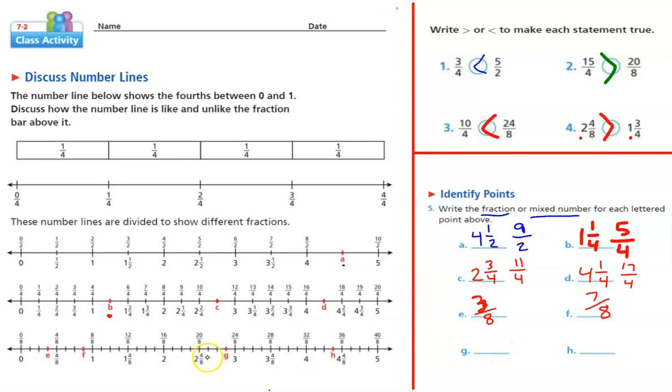Letter G is going to be 2 and 4/8, 5/8, 6/8, so that's going to be 2 and 7/8, and it will also be 23/8. And then finally for H, we're somewhere between 4 and 5, so that's going to be 4 and 3/8, and it will also end up being 32, 33, 34, 35/8. That's a lot of fractions all in one problem.